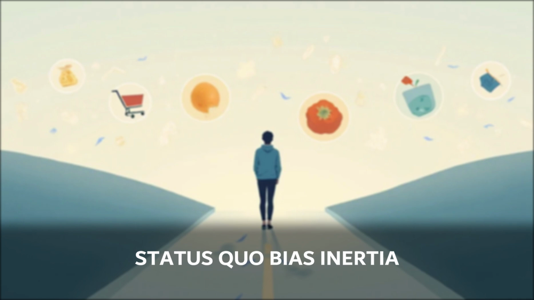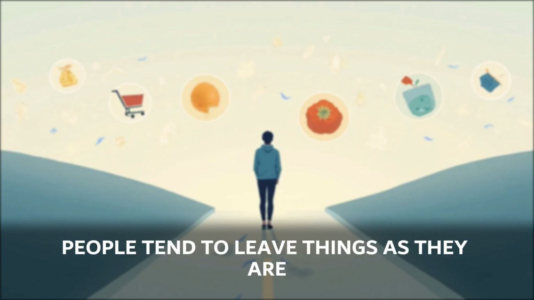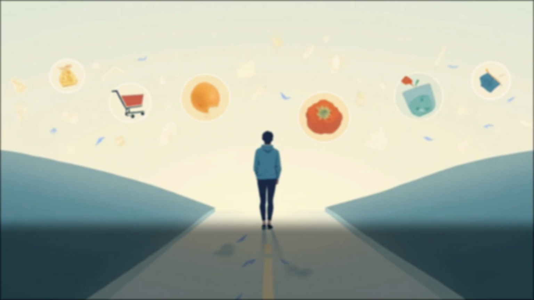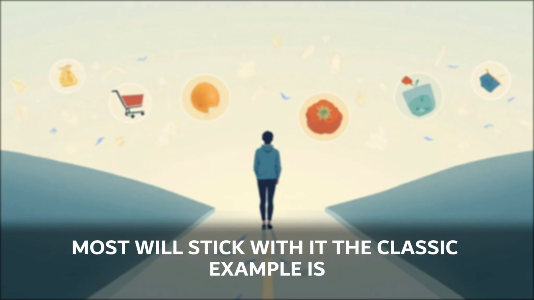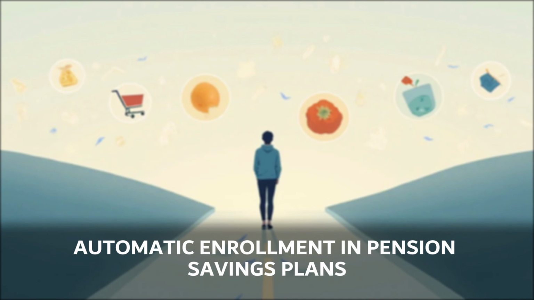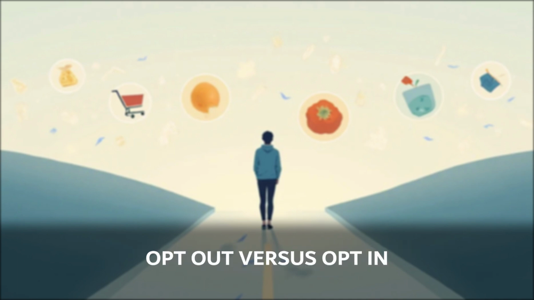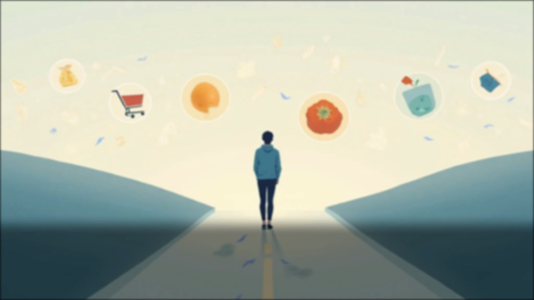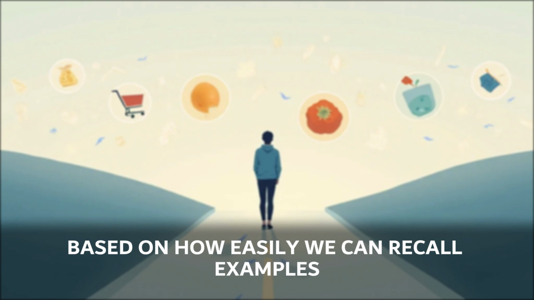Key cognitive biases leveraged by nudges. Status quo bias, inertia. People tend to leave things as they are. If an option is set as the default, most will stick with it. The classic example is automatic enrollment in pension savings plans, opt-out versus opt-in.